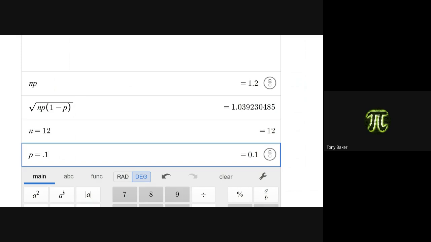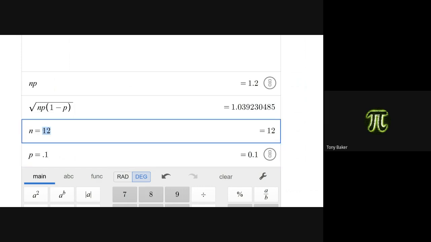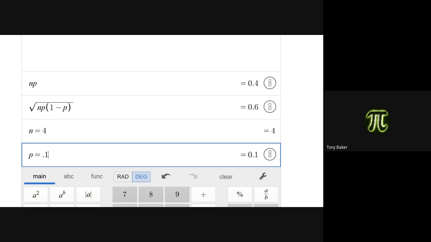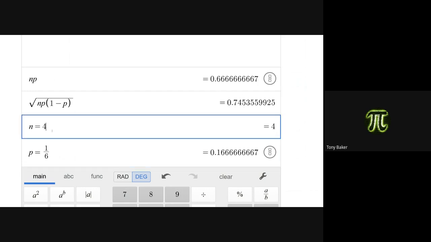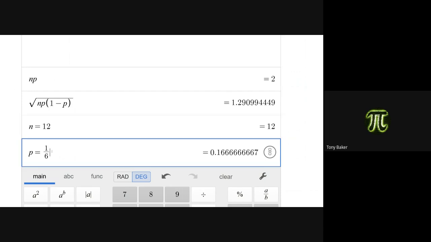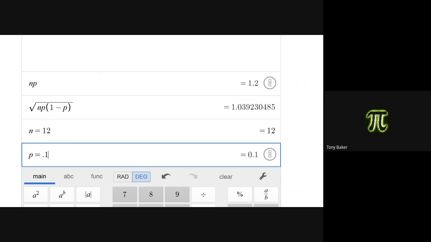Okay. So for example, if we did 4 trials on the dice, and actually with this one, you can put in 1/6. So the mean of that thing was 0.67, and the standard deviation was 0.74. So you can just easily change these numbers to give you what you're looking for. Okay.